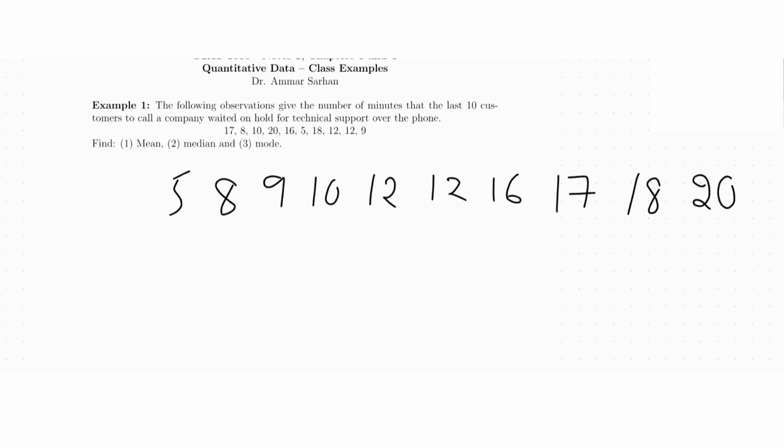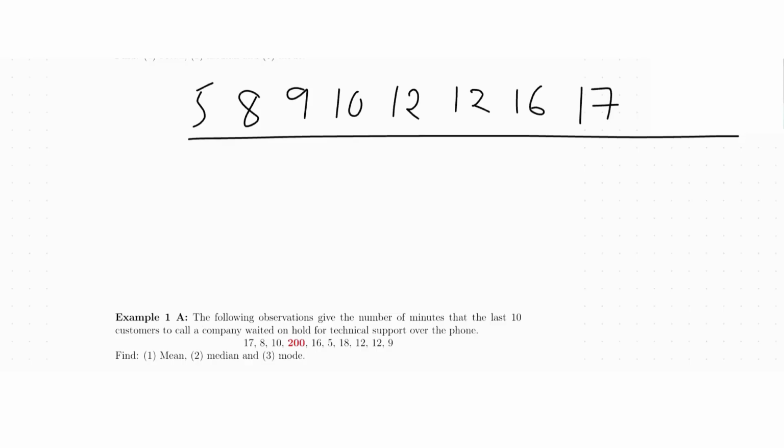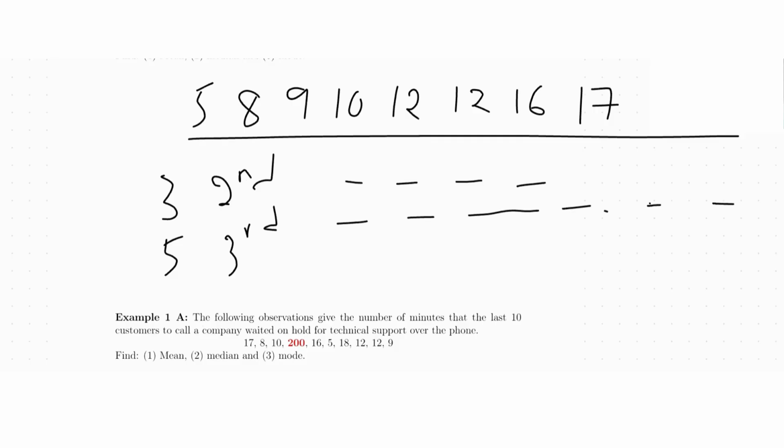So there are 10 numbers. Normally, if there are an odd number of values, you get an exact middle number. Because if there are three, the second would be the middle. If there are five, the third would be the middle. But if there are an even number of values, like four or six, you don't have one middle value. So you take the middle two numbers. For example, if there are four numbers, the second and third would be the middle. If there are six numbers, the third and fourth would be the middle. And you find the mean of those middle numbers to find the median.